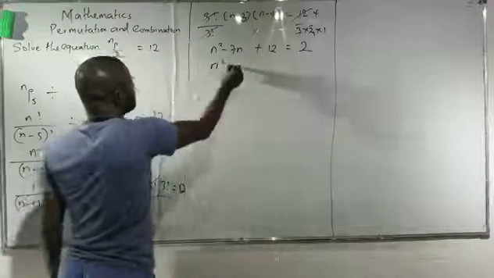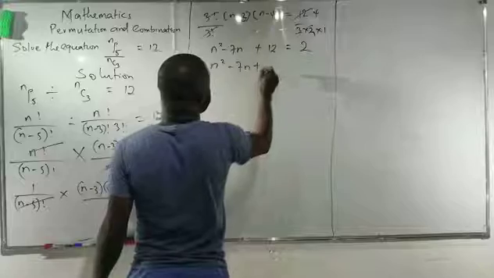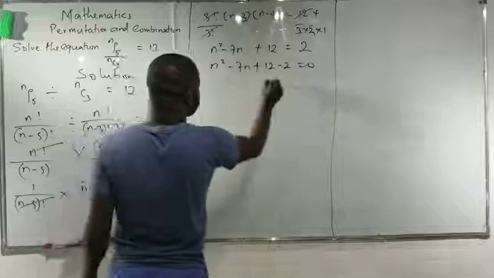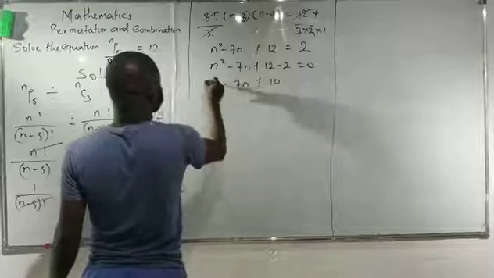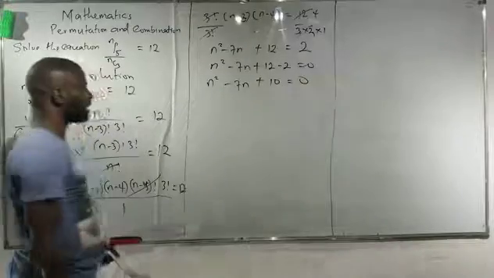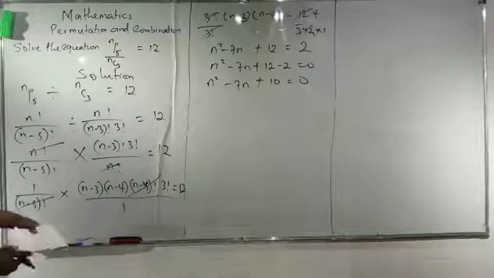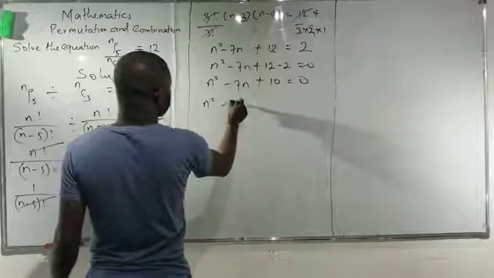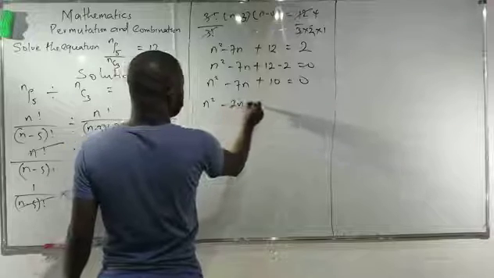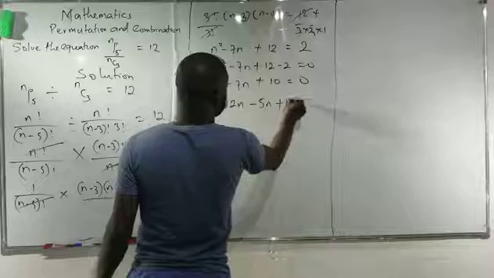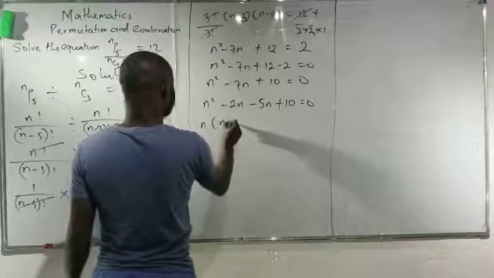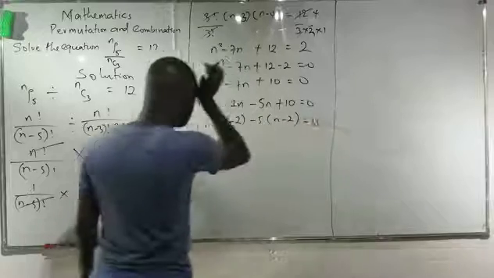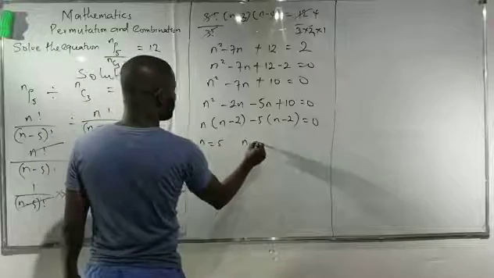Now, n squared minus 7n plus 12 minus 2 equals 0, which is going to be n squared minus 7n plus 10 equals 0. Now, yes, I think I'm on that realm. I know that 7 and 10 will give me this, and it means n squared minus 2n minus 5n plus 10 equals 0. n(n - 2) - 5(n - 2) equals 0. Now, n equals 5, n equals 2.